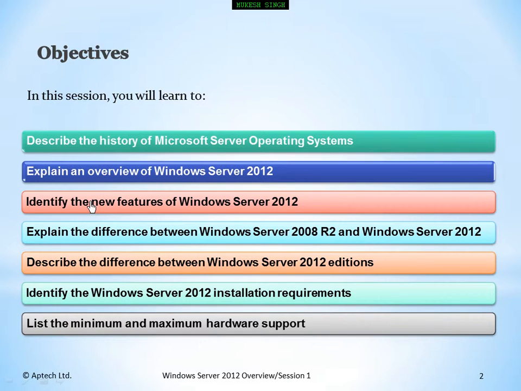First of all, we would like to highlight the Microsoft history, then Windows Server 2012 overview. Then later on, what are the new features in Server 2012, and what is the difference between the old server and new server, 2008 and 2012, and how many editions are there in Server 2012, and what are the installation requirements, what is the minimum and maximum hardware support. So after this lesson you will be able to understand those options.